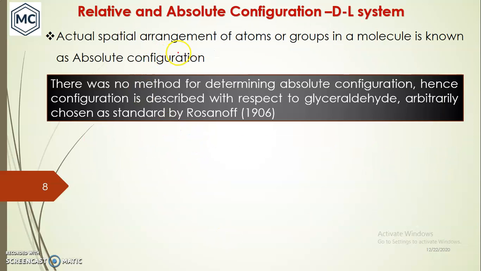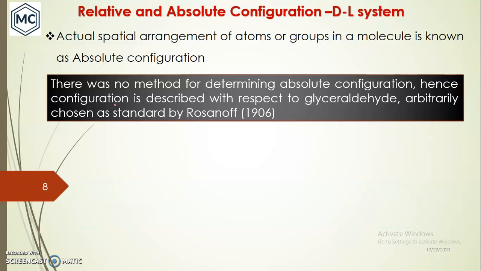And next topic, what is meant by relative and absolute configuration and DL notation. This D and L is capital D and L, which is different from the small d dextro and l levo. And relative and absolute configuration: the actual spatial arrangement of atoms or groups in a molecule is known as absolute configuration. But there was no method for determining absolute configuration. Hence, we want to understand the absolute configuration.